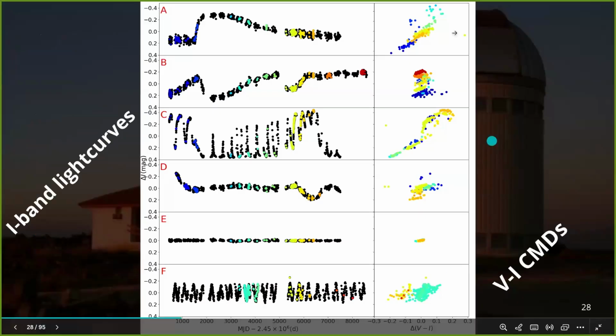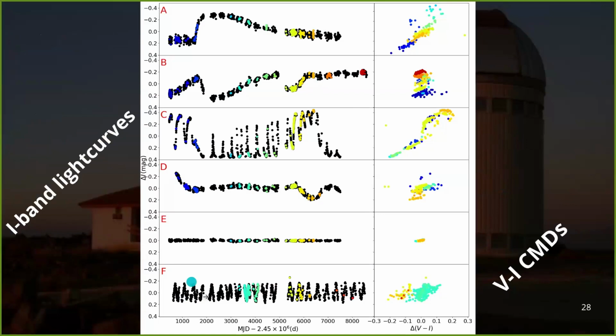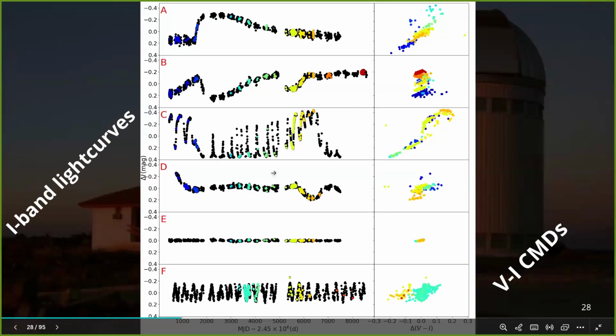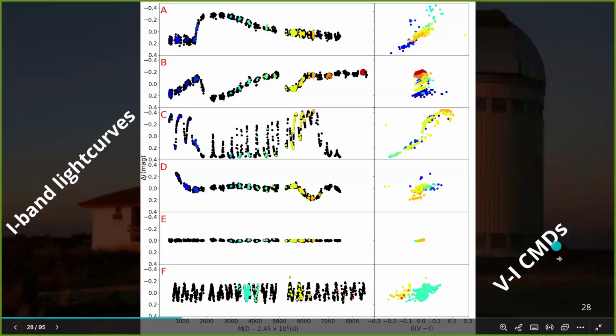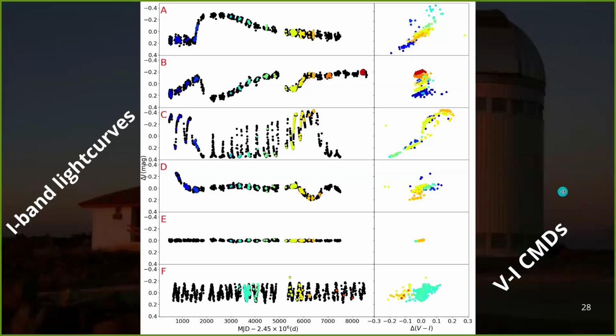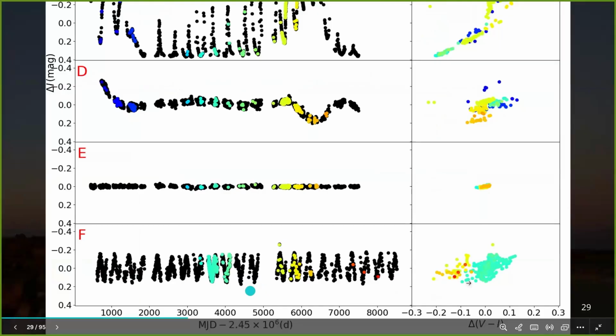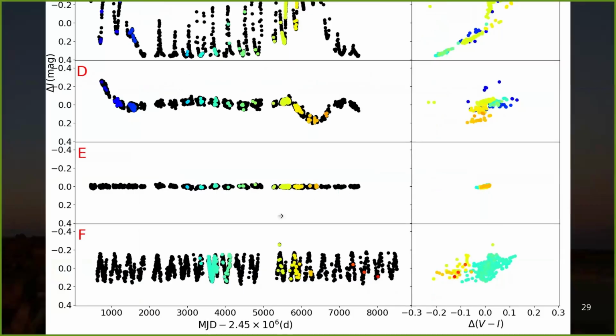So just to show some examples of what we have in our Be star sample. Here I show the light curves in the I-band, which has the best cadence and the best coverage in observation, and also the associated color magnitude diagrams. And just showing some details, we see some strange behaviors, as we expected Be stars to be very variable and erratic.